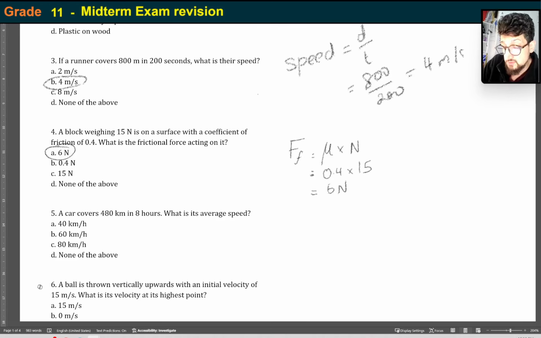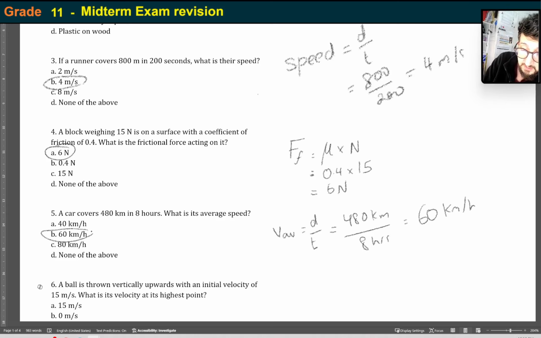A car covers 480 kilometers in 8 hours. What is the average speed? Okay, so v average is equal to distance over time, and that equals 480 kilometers divided by 8 hours, which gives me 60 kilometers per hour. Okay, so that's that one.